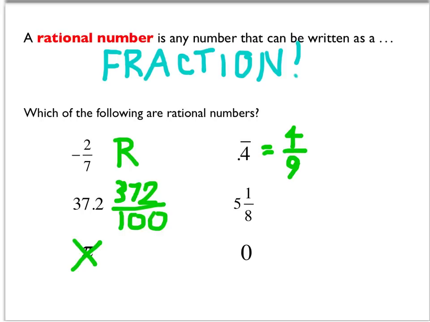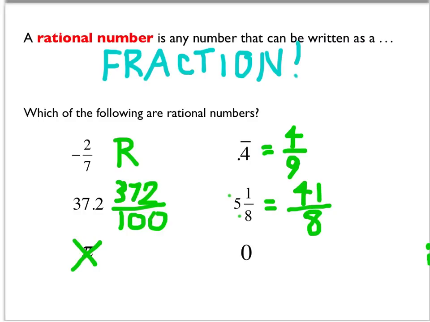5 1/8, that's a mixed number, but you might recall how to change this to an improper fraction. Take 5 times 8, which is 40. Then I add 1, so I get 41 in the numerator here. And my denominator stays as 8. So that is equivalent to 41/8. Once again, that is a rational number.